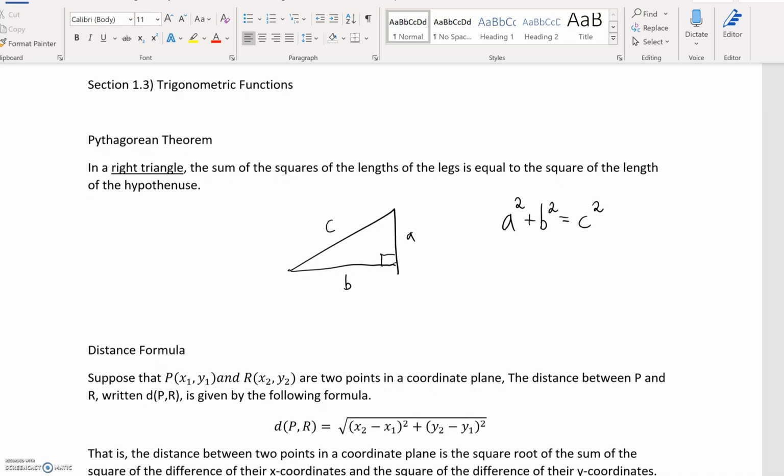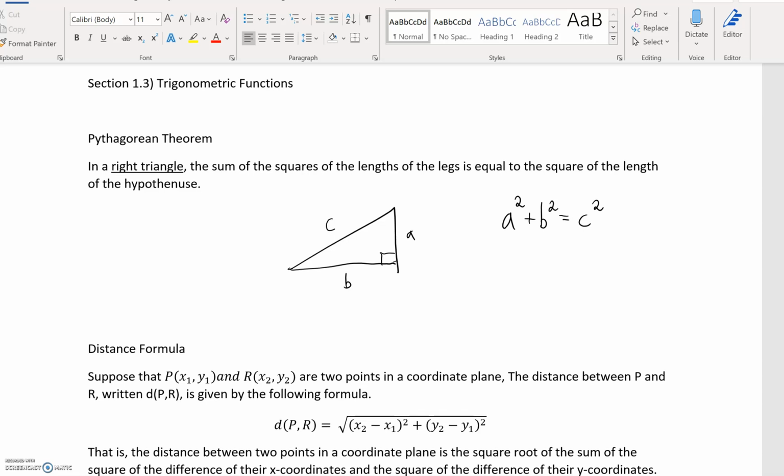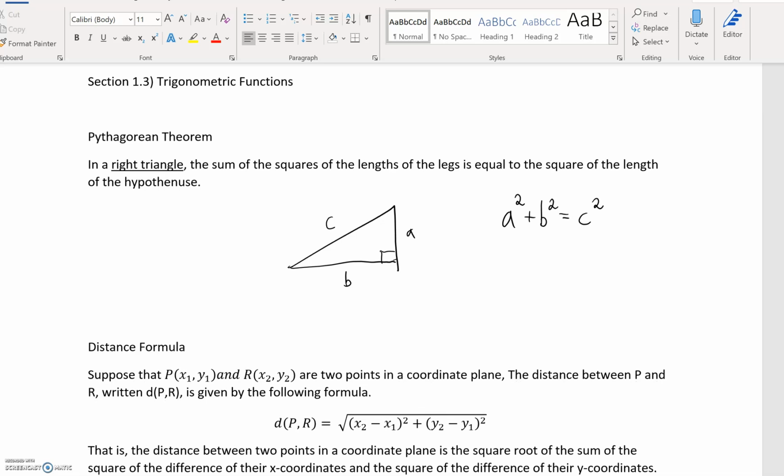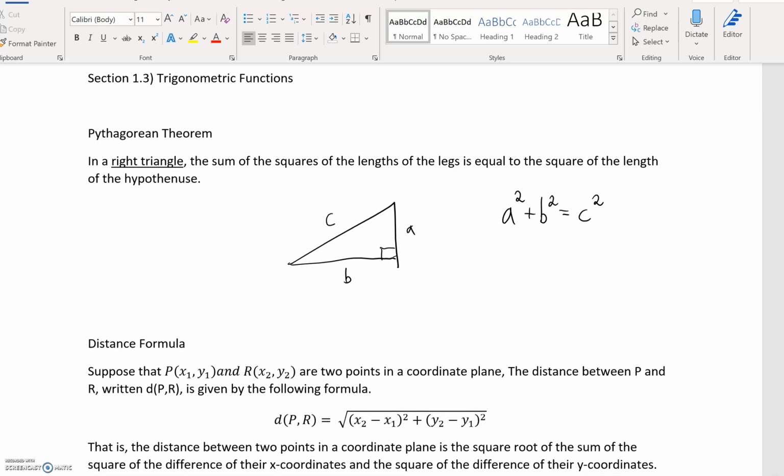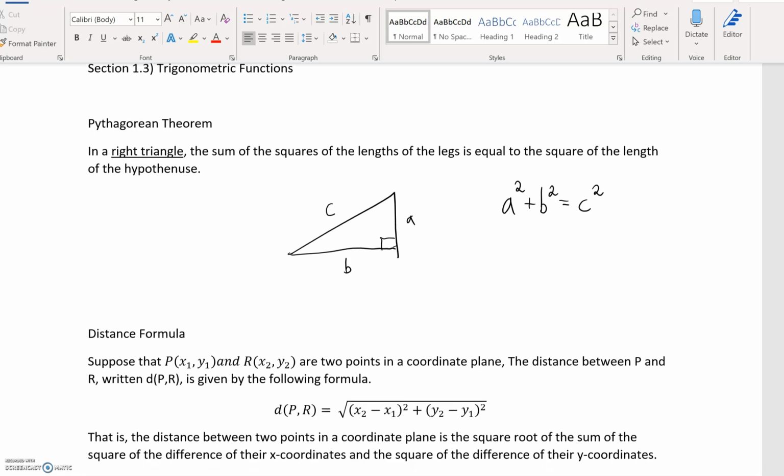Now, at the very beginning of this section, you are reintroduced to the Pythagorean theorem. Let's suppose you have a right triangle with sides a and b and hypotenuse c. The sum of the squares of the lengths of the legs is equal to the square of the length of the hypotenuse. In other words, a squared plus b squared is equal to c squared. This comes into play quite often when dealing with trigonometric functions.